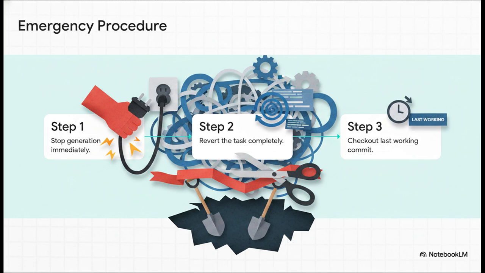Step 1, pull the plug. Stop generation immediately. Step 2, revert the task entirely. And Step 3, check out your last known working commit. You have to know when to cut your losses rather than letting the AI dig a deeper hole in production.